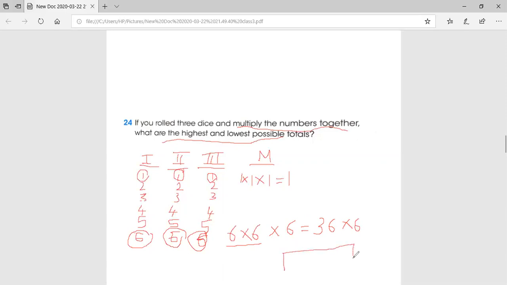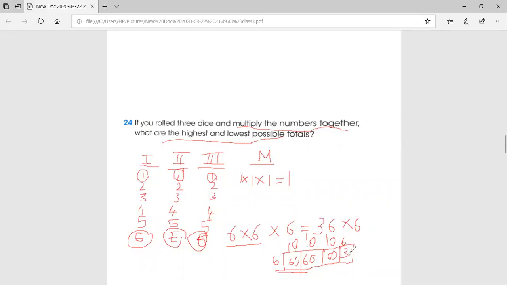Make it like this and add. Here make it 10, here make it 10, here make it 10. Here make it 6. So 36 total, 6 and here 6. 6 into 10, 60. 6 into 10, 60. Again, 6 into 10, 60. 6 into 6, 36.